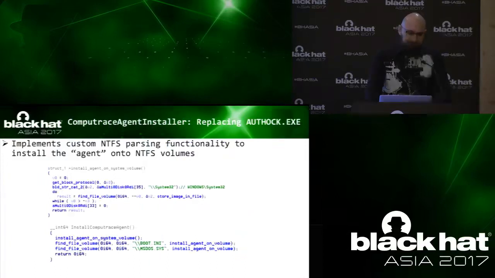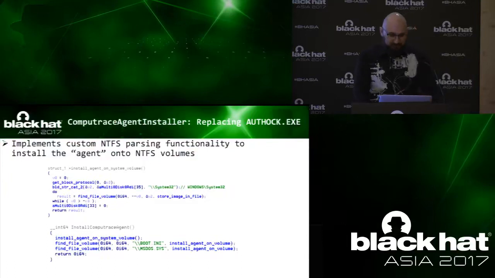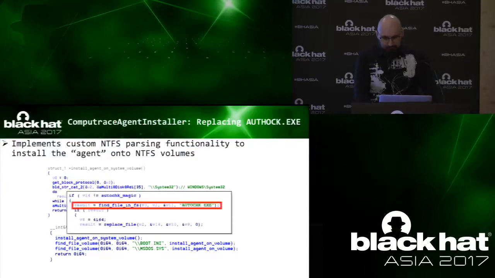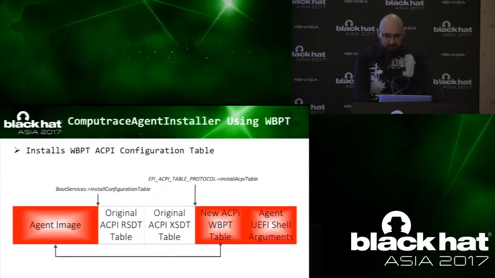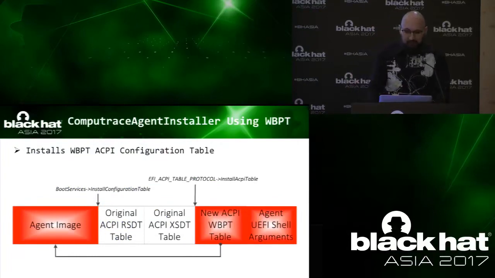Here is a function which delivers the agent to the file system, and it's the NTFS parser from the DXE driver. Here you can see it finds the specific file autocheck.exe, and we also reconstructed the layout of the ACPI tables in memory. It looks like that: you have the agent image and four specific ACPI tables related to the Computrace agent installer.